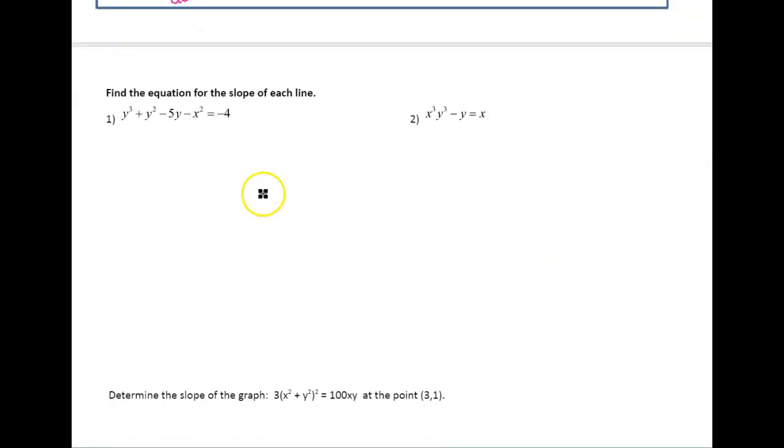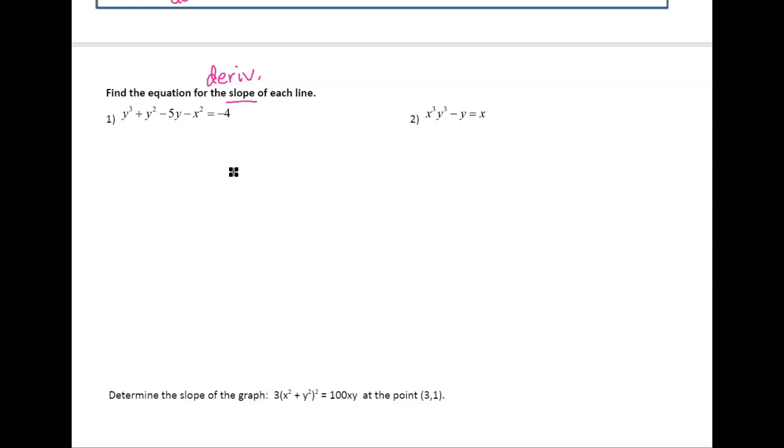Look at these. It says find the equation for the slope of each line, and you're like, well, there's no point given. Slope was another meaning for the general derivative, okay? If I want a specific tangent slope, I have to give you a value where. All right, so these get pretty complicated.